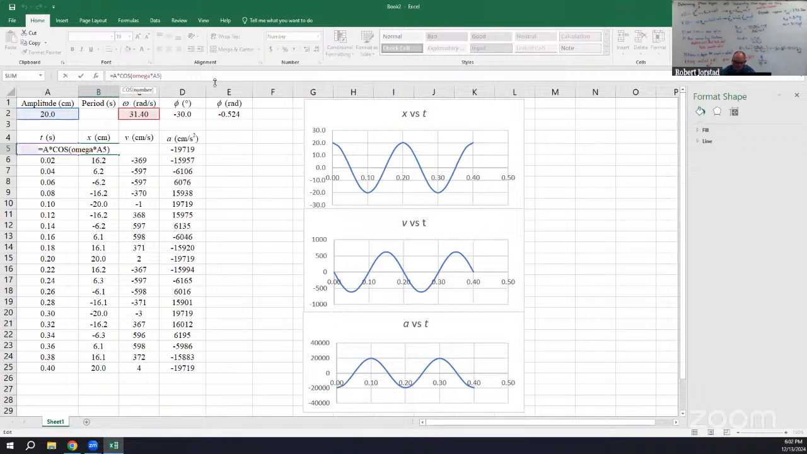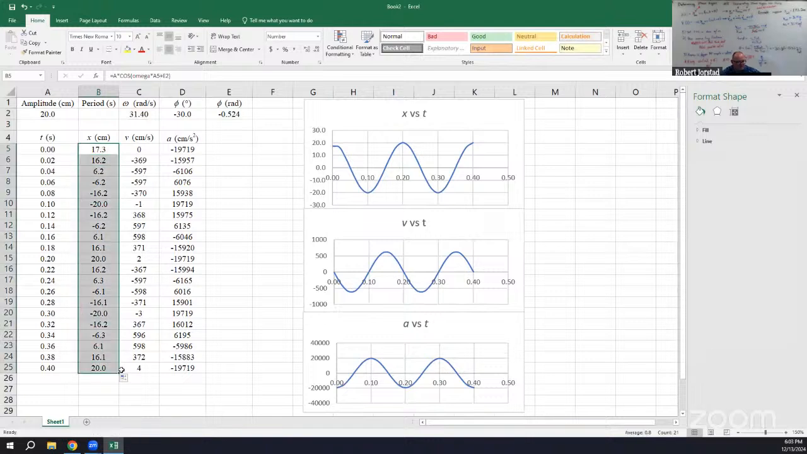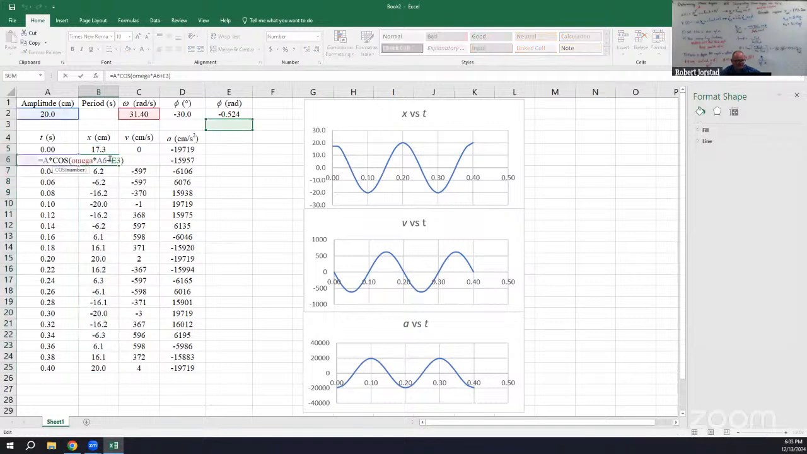So all I need to do is add the phase angle. But now which one? I want to use radians for my computation. If I just click on that and fill down, it's not going to work. I'll show you. That doesn't quite look right. In fact, this is referencing the wrong cell.